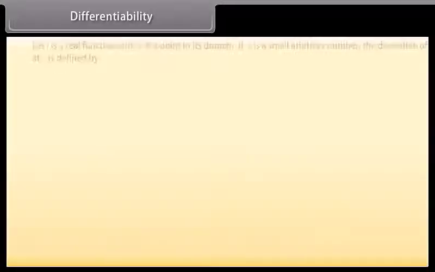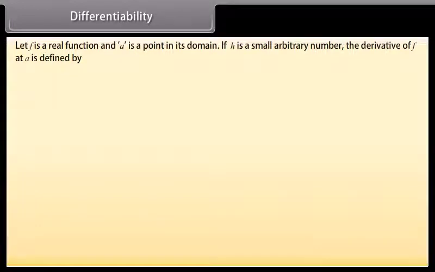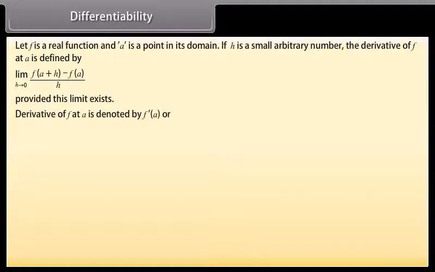Differentiability. Let f be a real function and a be a point in its domain. If h is a small arbitrary number, the derivative of f at a is defined by limit h approaches 0 of (f(a + h) - f(a))/h, provided this limit exists. The derivative of f at a is denoted by f'(a) or d/dx of f(x) at x = a.